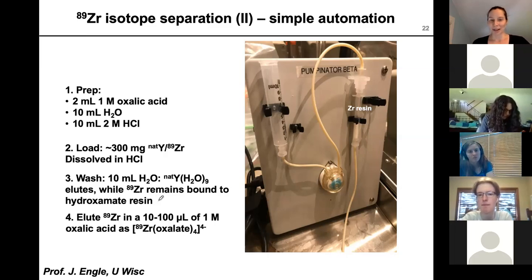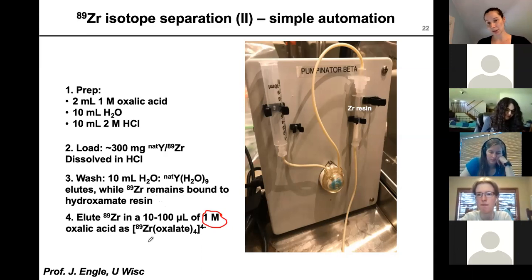Now, in order to actually dislodge the zirconium from the resin, we need to introduce something that the zirconium has preferential binding to. And that is going to be a bidentate ligand called oxalate. So oxalate is introduced in excess, as a one molar solution. And the oxalate will bind to the zirconium and it will exchange with the resin material. And what we can elute now in a very small volume is the actual zirconium oxalate that we can then subsequently use in chemical reactions to introduce onto proteins or small molecules to generate our imaging agent.